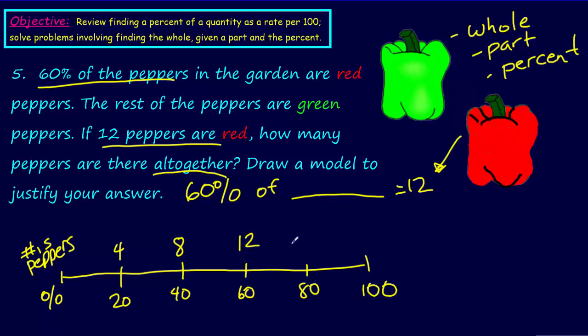So it follows that pattern. Well, I can keep going now, right? I can just say, well, that's 16, and then that's going to be 20. And just like that, I've actually just made equivalent ratios is what I've done. Because we initially had that ratio of 12 peppers to 60.